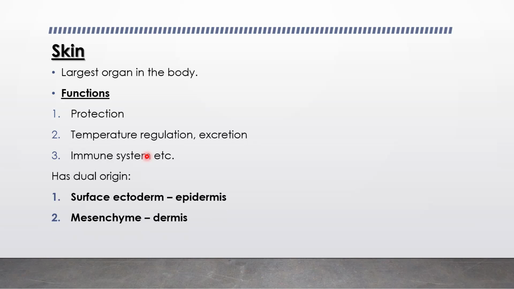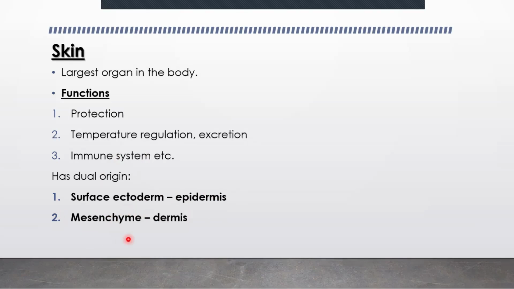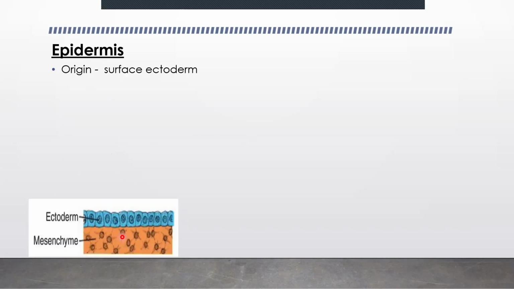So let's go now to the embryology of the skin. The skin embryologically comes from two origins. One of them is surface ectoderm, which gives us the epidermis. Then the mesenchyme gives us the dermis. The mesenchyme is mesoderm from various locations. So surface ectoderm gives us the epidermis, and mesenchyme gives us the dermis. The hypodermis also comes from the mesenchyme.